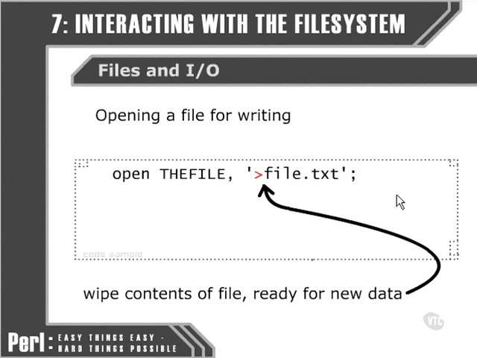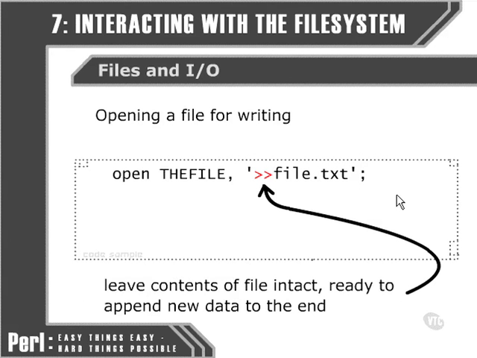We don't, however, have to wipe everything out of a text file in order to write to it. We could also leave the contents of the file in place and add whatever new data we're going to add to the text file onto the end. We can do this by using two greater than signs. And that tells Perl to open the file for writing, but to append the contents to the end rather than scratching out everything that's in there.